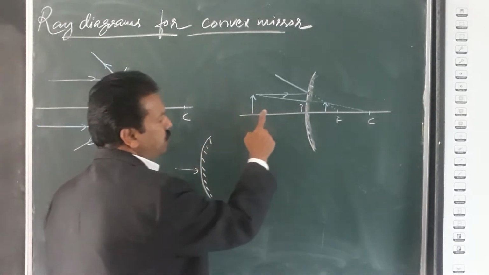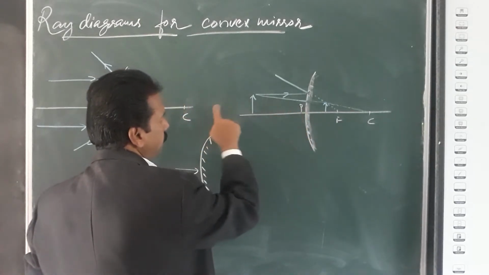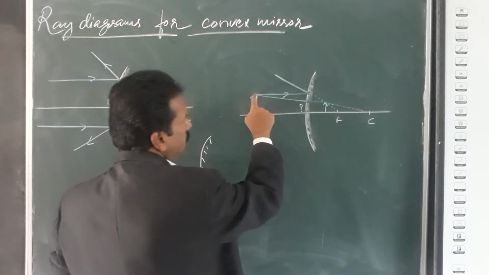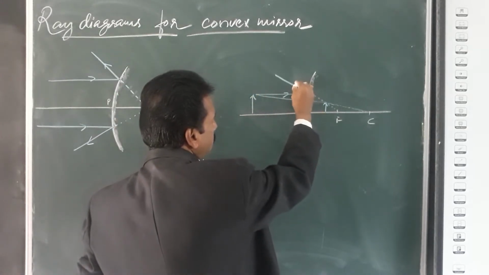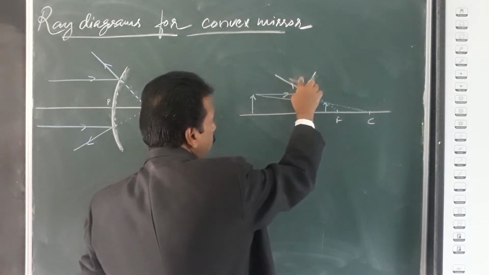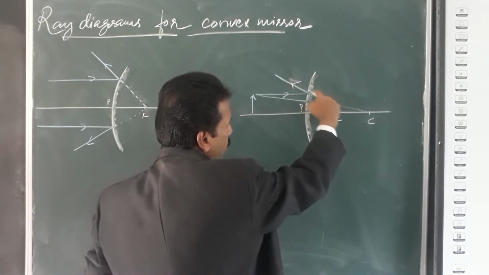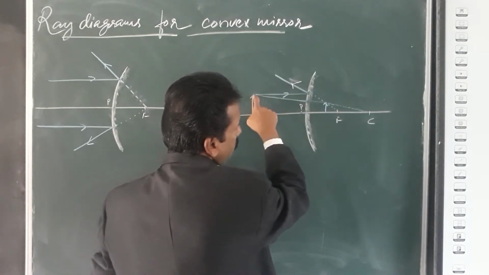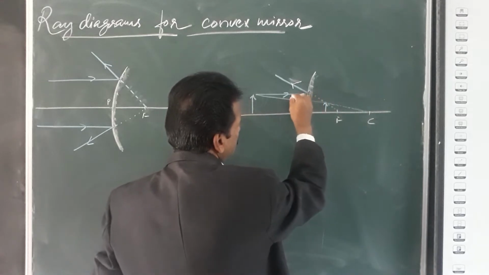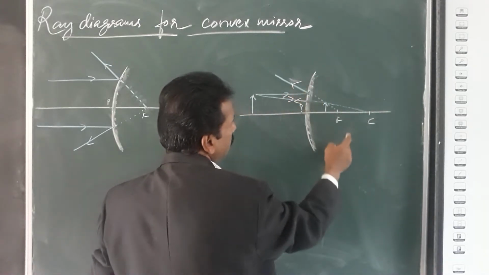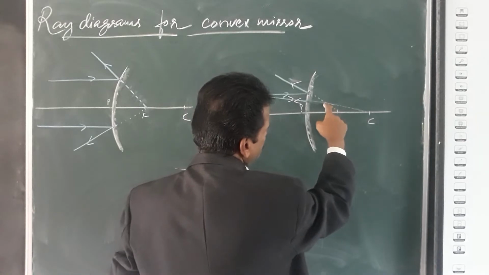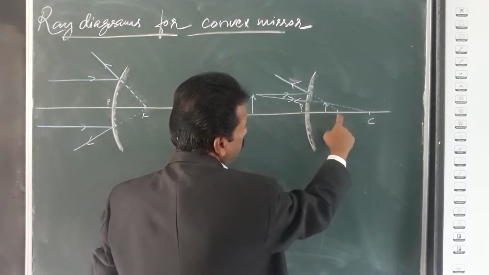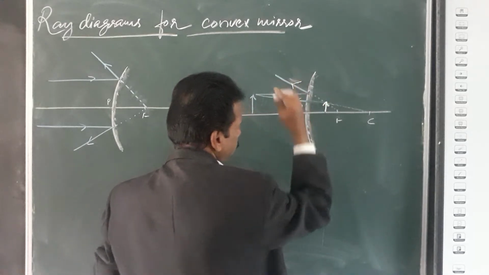Now, when the object is anywhere between pole and infinity, this is the object. One ray is parallel to the principal axis, and after reflection it diverges like this, and it appears to diverge from the focus. Another ray is pointed towards the center of curvature, and it is reflected back along the same path. Both the reflected rays will meet at a point. This is the image between the pole and the focus. This is the position of the image.